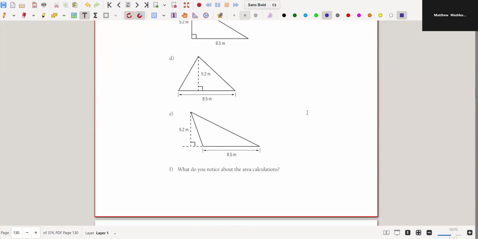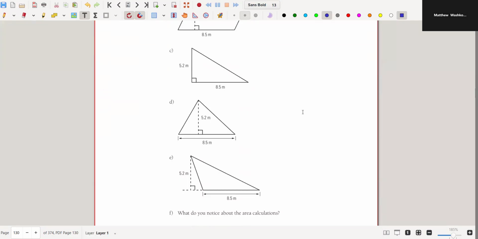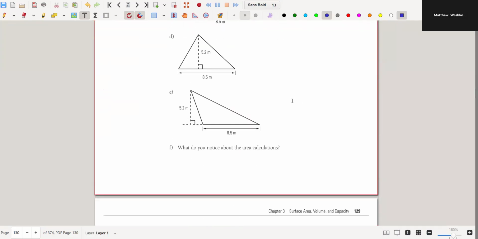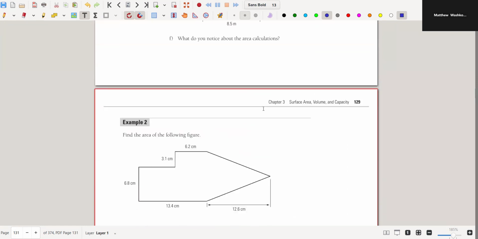Now, I'm going to trust you guys to be able to do this for question 2 here. These are all the same things. Nothing here is different. It's all triangles, squares or rectangles, and parallelograms. What I am, however, going to go do is move on to example 2. I want you to literally cover up the answer below. Take something and cover it up.